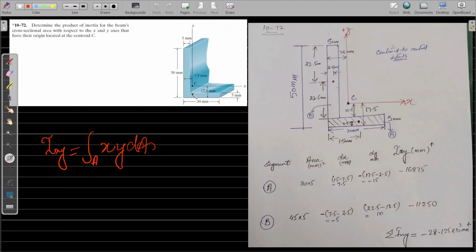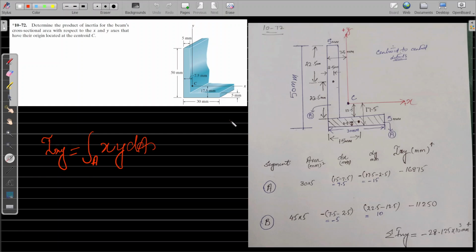So all your calculations need to be done, especially for dx and dy, with respect to this centroid C. Another important point is that we will be doing centroid to centroid calculations. Whether it is dx or dy, it will be the centroid of the respective segment under consideration with respect to the centroid of this L section beam C. This point is very important to remember. So let's start solving this problem.